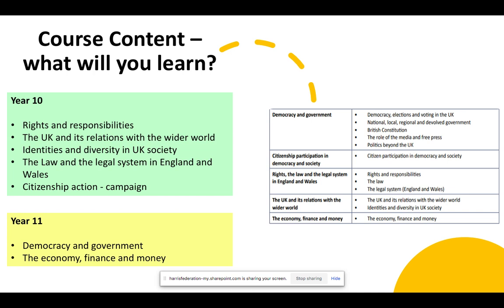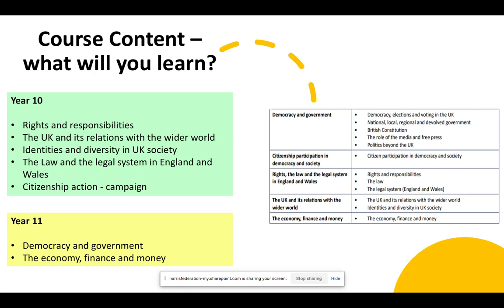We'll then move on to looking at the UK and its relations with the wider world. This can include the knowledge and understanding of the aims of different international organisations such as the UN, the Council of Europe, the Commonwealth of Nations, etc., and how effective they are at dealing and responding with international conflicts and crises. We'll then move on to looking at identities and diversity in the UK. This may involve things such as migration, immigration, emigration, and the debate surrounding migration within British society, and how our identities develop, and this concept of Britishness, and how this may then cause complex identities.